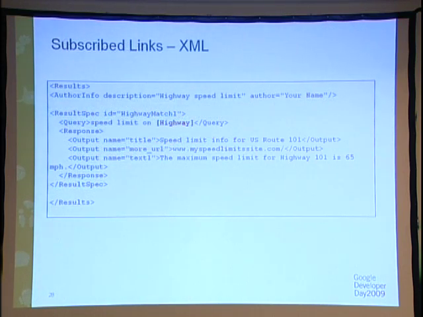Finally, you've got XML. And this is where it starts to get a bit interesting, because you can actually start to parse the query. You can start to understand what people are typing in. So in this case, what we're going to match is "speed limit on [highway]", and highway is the variable. It's in square brackets to indicate that. And then we've got some of the text that you've seen before. So the response is going to be "Speed limit for US Route 101, myspeedlimitsite.com, maximum speed limit 65 miles an hour."